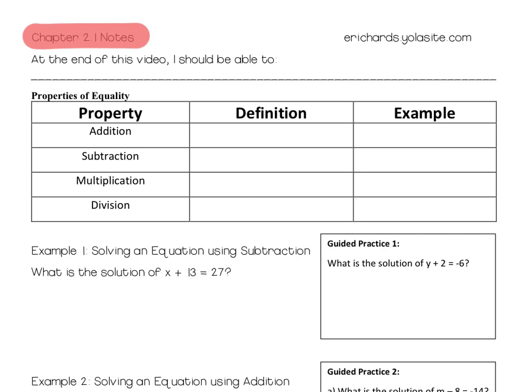Lesson 2.1. By the end of this video, you should be able to solve one-step equations. Before you can solve equations, you need to know the properties of equality that we use to solve equations.